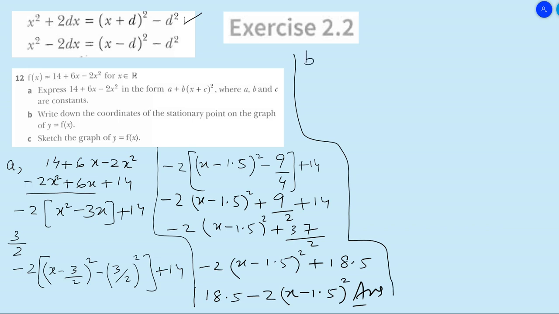Part B. Write down the coordinates of the stationary point on the graph. Very easy. In order to write the coordinates of the stationary point, our equation must be in the form of y equals a into (x minus h) whole square plus k. So our equation is already in the form. See the answer. Answer is minus 2 multiplied by (x minus 1.5) whole square plus 18.5.